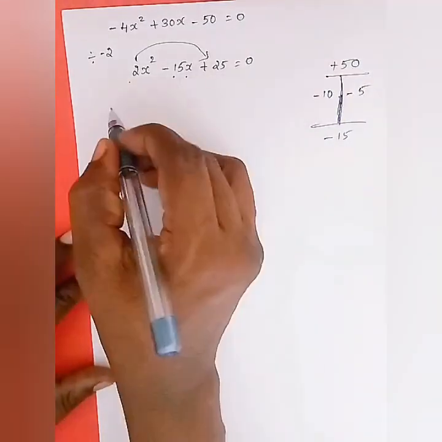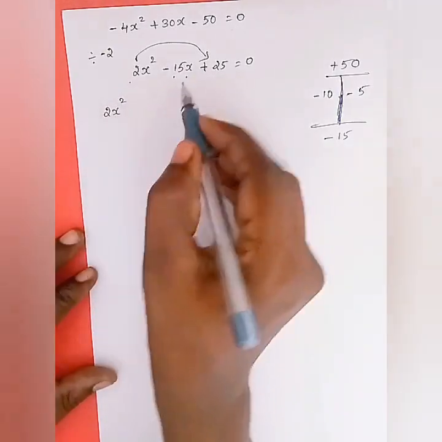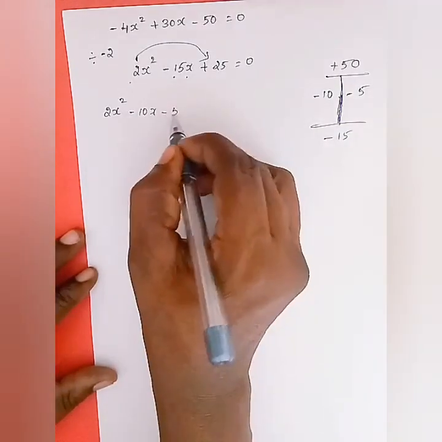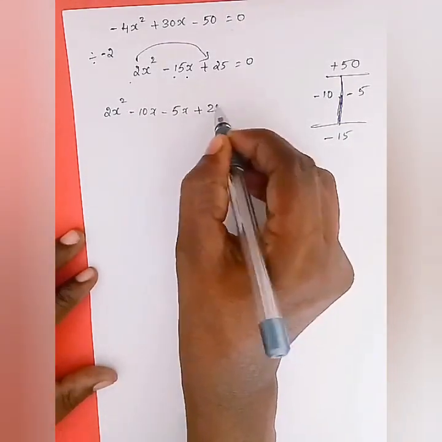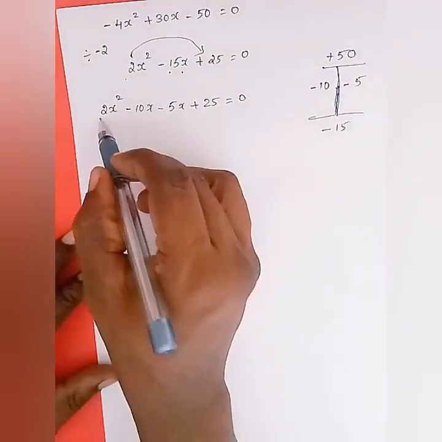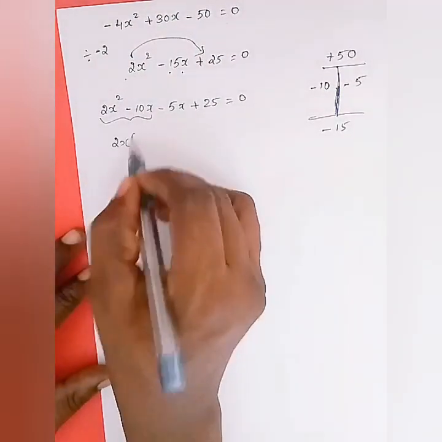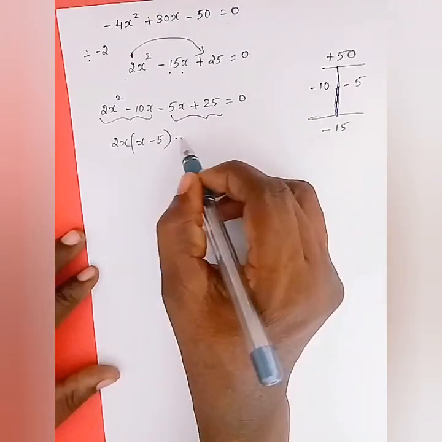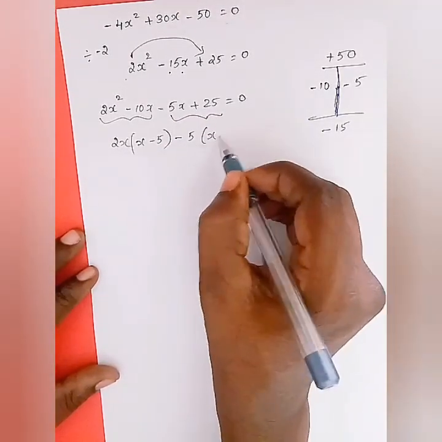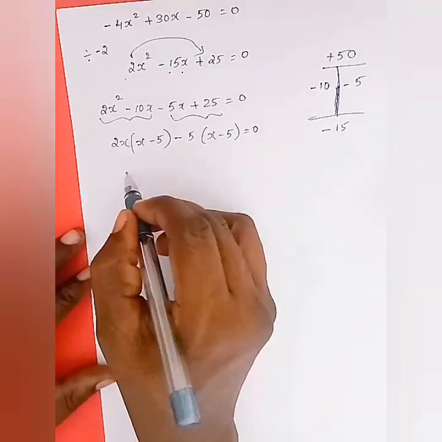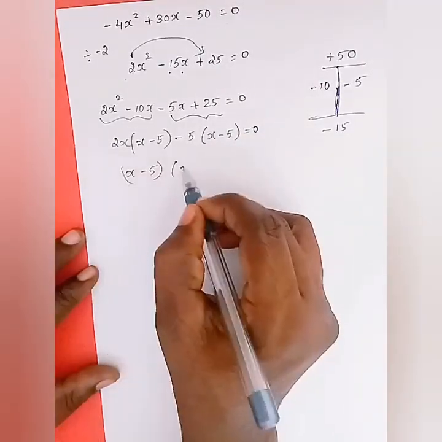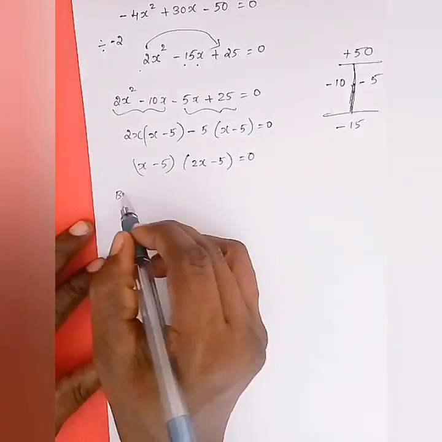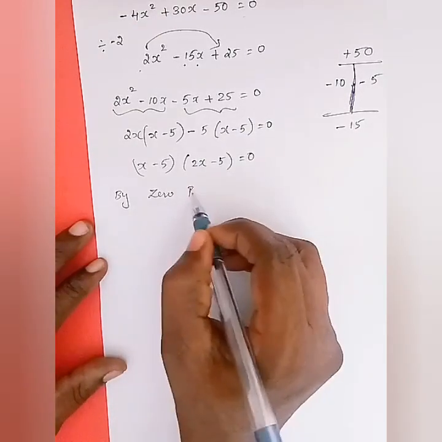So we got it. This 2x square, I am going to split into two terms. So minus 10x minus 5x plus 25 equal to 0. From the first two terms, 2x is common, I can take it outside, x minus 5 will be there, and here minus 5 is common, I took it outside, x minus 5 is there, equal to 0. That is, x minus 5 is common: (x minus 5) into (2x minus 5) equal to 0, by zero product rule.